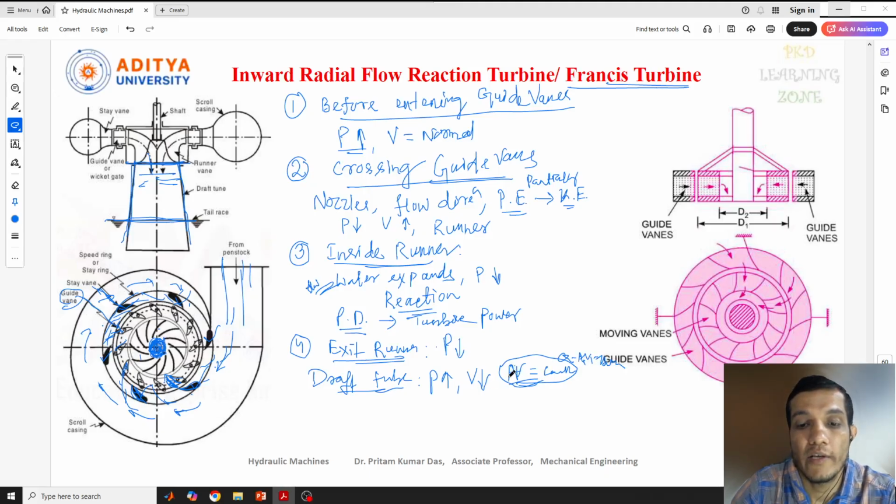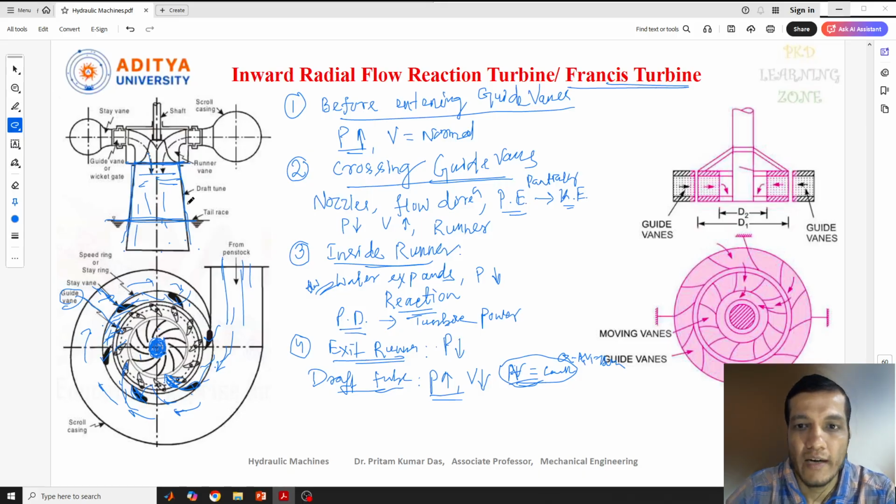So once the area increased, velocity decreased here. So here we'll get pressure continuously increasing and velocity decreasing, and that will allow the water to come out from this draft tube to the tail race. So this is the use, or you can say the application, of the draft tube in the reaction turbine. It is very, very essential in this.